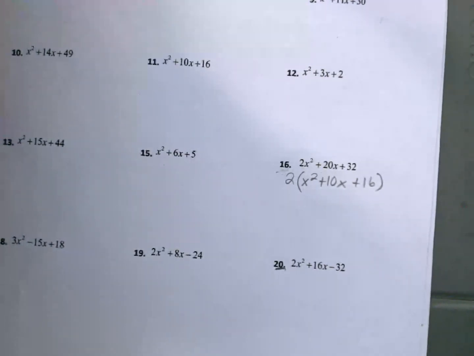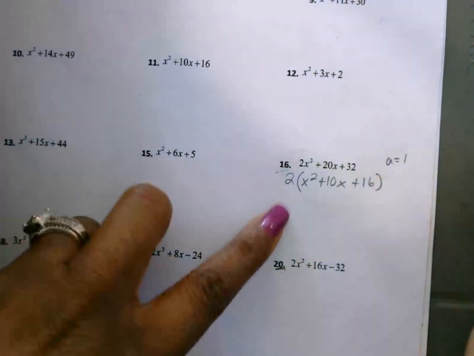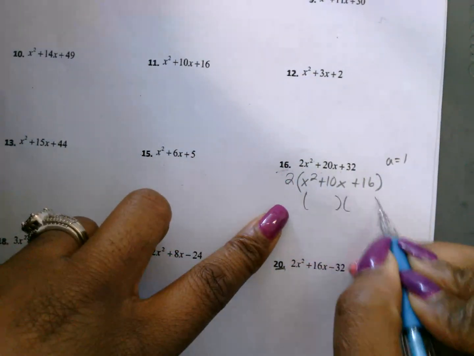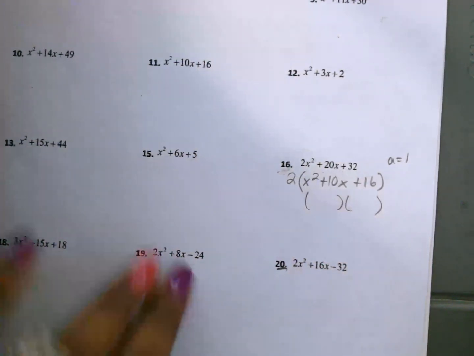If I can't factor the middle, then guess what? Just keep it as it is. Do you understand? But you can factor what's in the parentheses. What's in the parentheses, A is equal to 1. So automatically assume that it's going to be two binomials. Got it? Okay. All right.